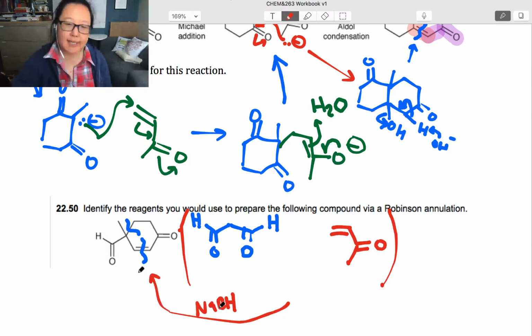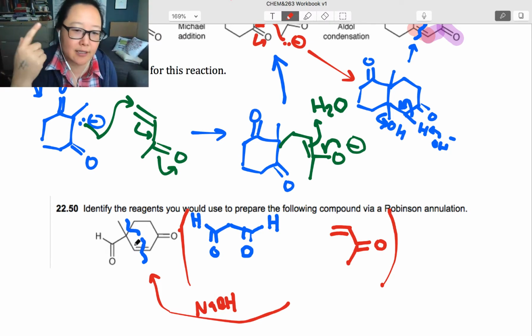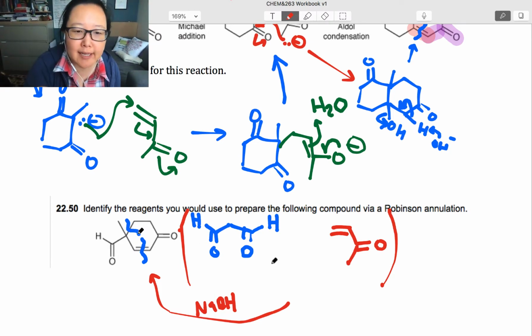So if you see a cyclic product, that should be a signal that you're doing a Robinson annulation. You need two pieces of that. Think of Michael and aldol.